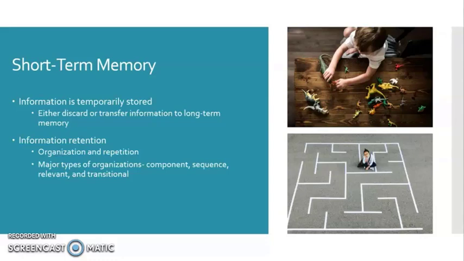Short-term memory is information that is temporarily stored. So it can be either discarded or transferred into long-term memory, and this process usually lasts about 15 to 20 seconds. Information retention is usually achieved through organization and repetition. Major types of organization might be component, sequence, relevant, and transitional.